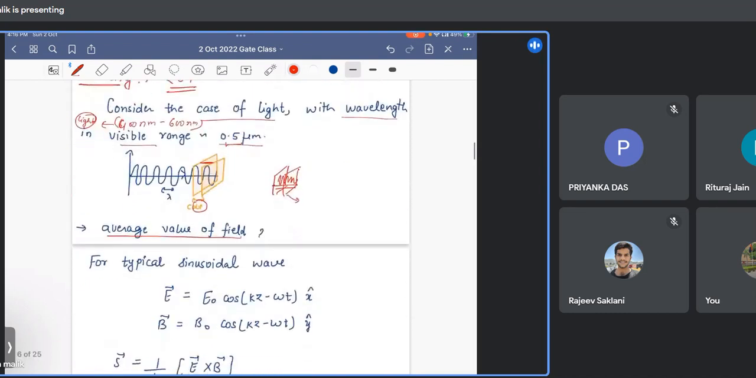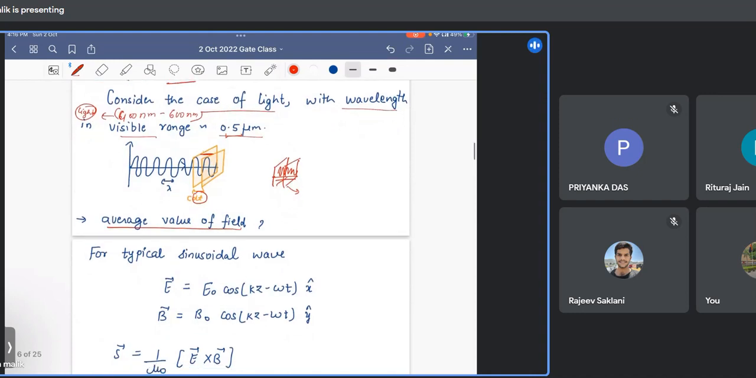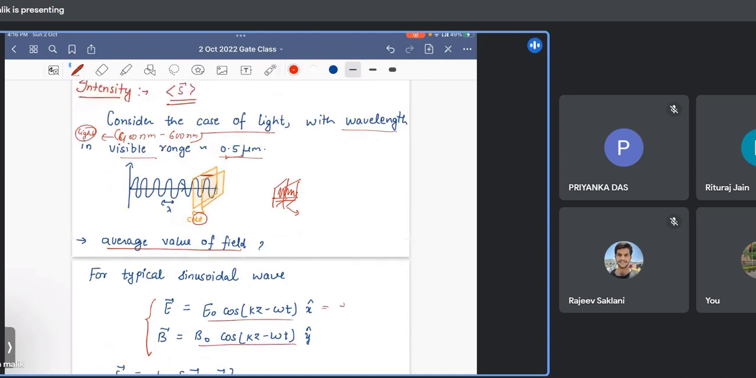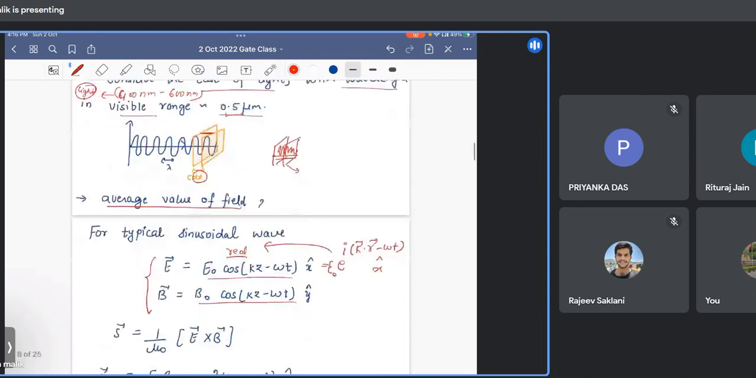So let us consider how we calculate these average values. You are already familiar that the electric and magnetic fields of the electromagnetic wave can also be written in this exponential form, e to the power i k vector dot r minus omega t, in the escape direction. Basically, this is the real form of this expression. So both are equally valid.